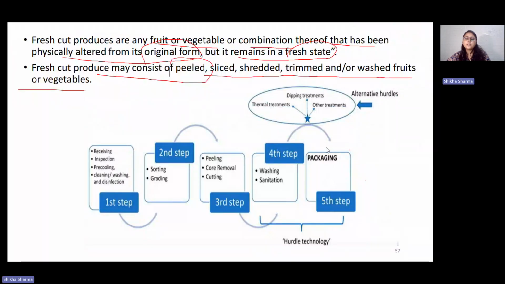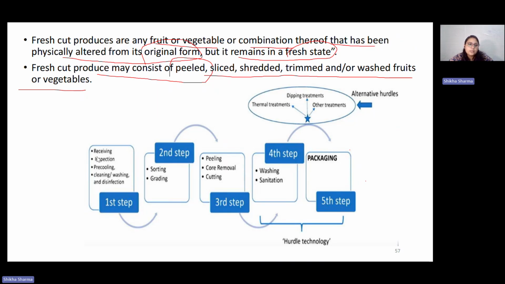So washed fruits and vegetables. So these are minimally processed, we are just washing or just peeling or slicing, shredding. We are just removing the peel, or just converting into cubes or sliced form, or trimming. These are the cut fruits or the cut fresh produce. Basically, we are not giving any kind of treatment to this kind of food product.